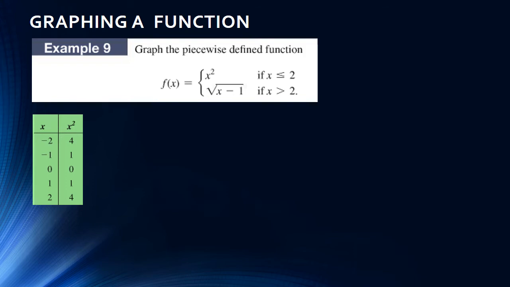First, we've gone ahead and picked some x values to find the graph for x squared, the first function. And here we go all the way up to 2, because that's our boundary. Remember, with these piecewise functions, we start on the left. We want values less than or equal to 2 for this first function. For the second function, we're going to start at 2 and go to the right. And again, when we graph the second function at 2, we are going to use an open circle.